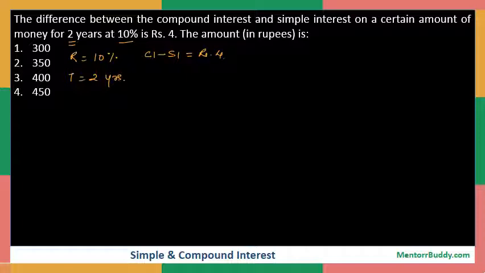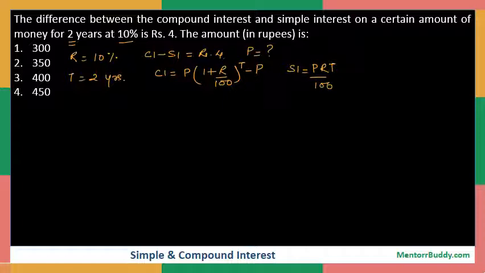Now we need to figure out the value of P, that is principal. Before that, let us see what all formulas we have for compound interest and simple interest. The formula for compound interest is principal multiplied by 1 plus rate of interest per annum divided by 100 to the power t, time in years, minus P. This is the formula for compound interest. For simple interest, it is PRT by 100.